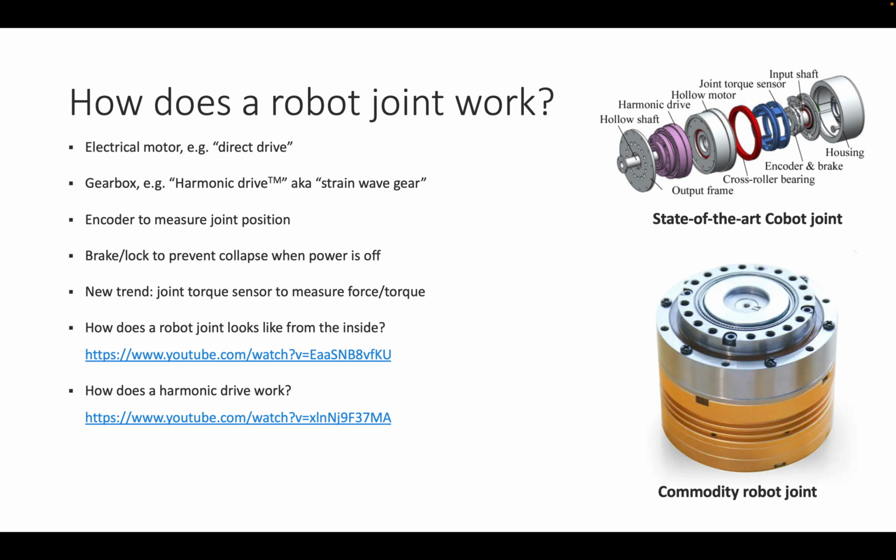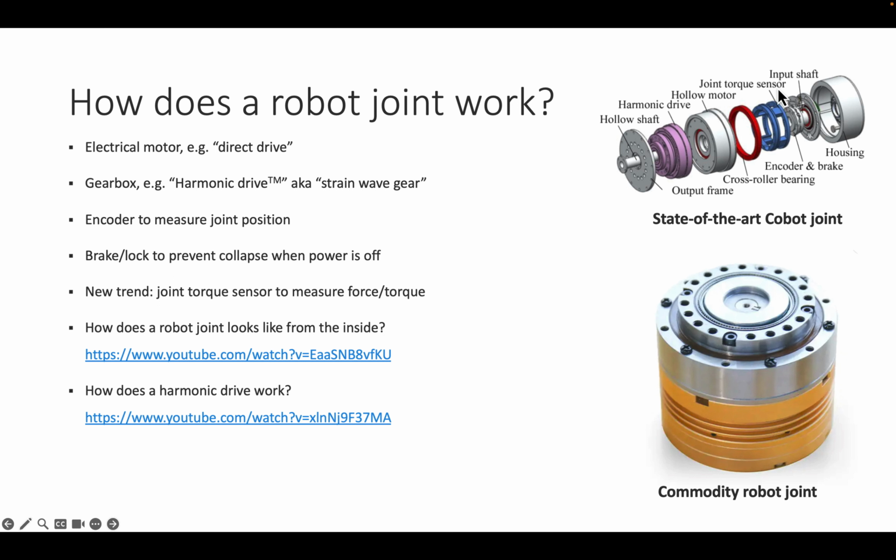Now, modern robot joints are packages made from these different components. You would have the direct drive motor, you have the harmonic drive gear set, you have an encoder that is shown here. You would have a brake that would allow this thing to be stopped when power is shut off. And what did we not cover?